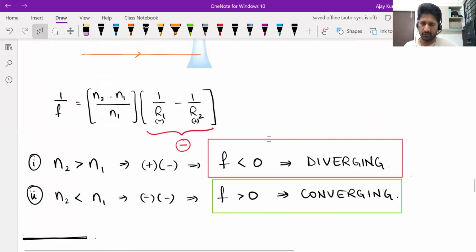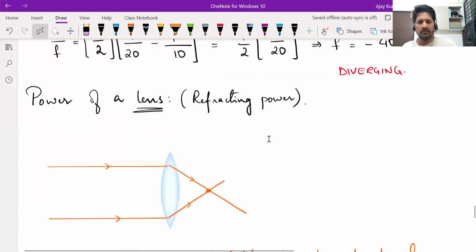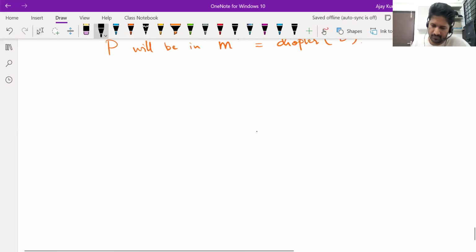If n2 is the same as n1. If the refractive index of the medium outside the lens is the same as the refractive index of the medium with which the lens is made, then there won't be any bending of light at all. So it's like the lens doesn't even exist. It's the same medium throughout. Optically, it's the same medium throughout. So no bending of light will take place.